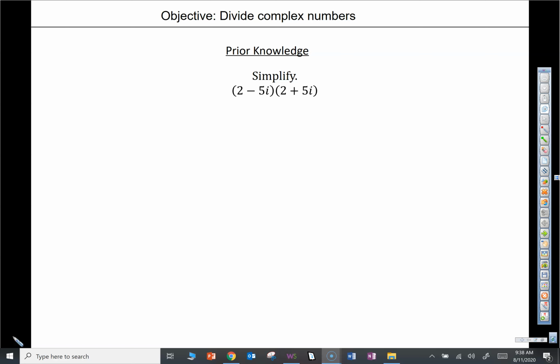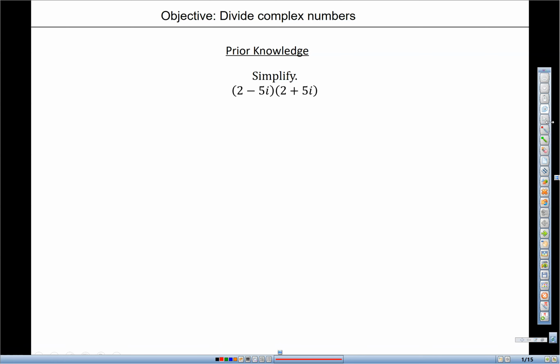First off, though, before we get into division, we are actually here in this lesson going to finish up a little bit about multiplication that wasn't done in the previous lesson. So first off, prior knowledge, you have learned how to now multiply two complex numbers by distributing twice.